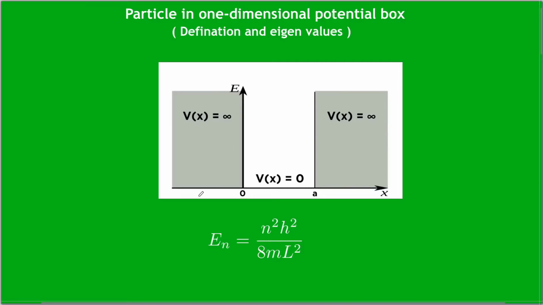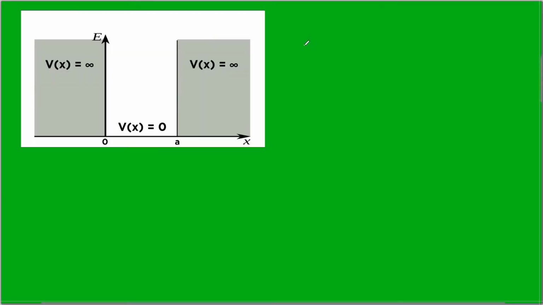In quantum mechanics, those problems that can be solved exactly without using approximations are known as exactly solvable problems. One such exactly solvable problem is a particle in one-dimensional potential box. In this problem, we are going to find out the eigenvalues and eigenvectors. Mathematically speaking, the problem is a boundary value problem. Means it has certain boundaries.